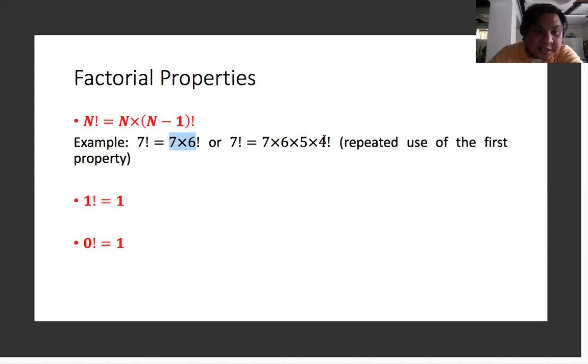For example, 7 factorial can also be computed as 7 times 6 times 5 times 4 factorial. So this process is a result of continuous iterations of the first property. Later, you will understand why this property is very important, especially in simplifying factorial calculations.